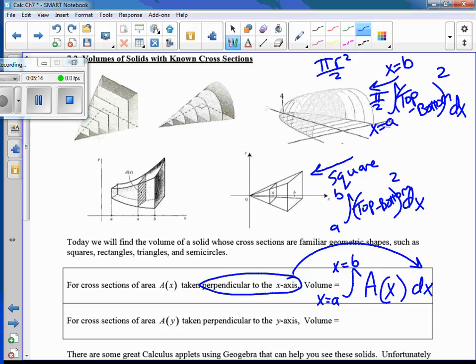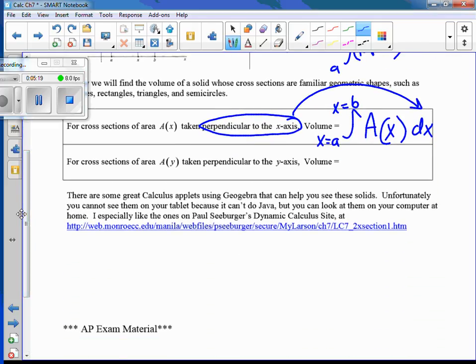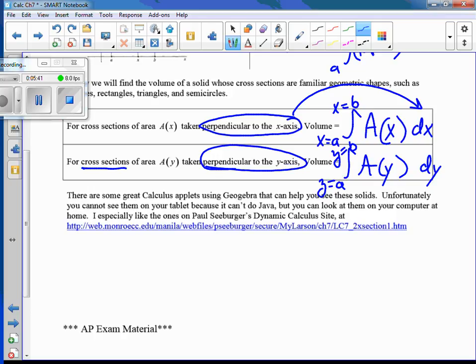And if you're doing it with respect to y, remember that you do right minus left. Now let's go on to the next one. The next one is almost entirely exactly the same. The only difference you'll notice is that it says the cross sections are perpendicular to the y-axis. So when you see that, that's your key that this is dy. And again, it's pretty much the same thing. The lower bound will be y equals a all the way to y equals b. And then you need to integrate the area of whatever this shape may be.